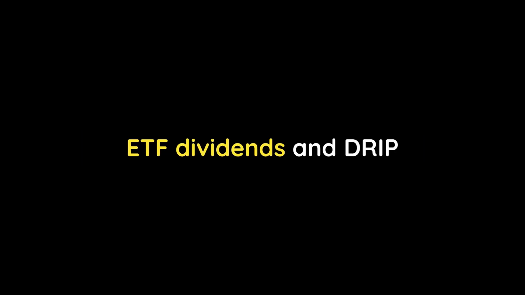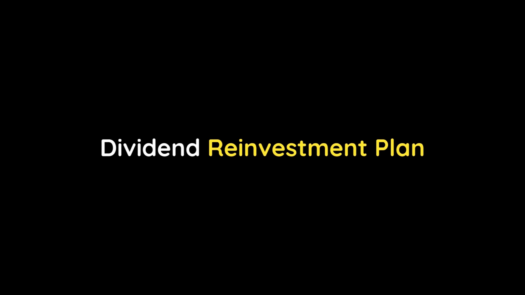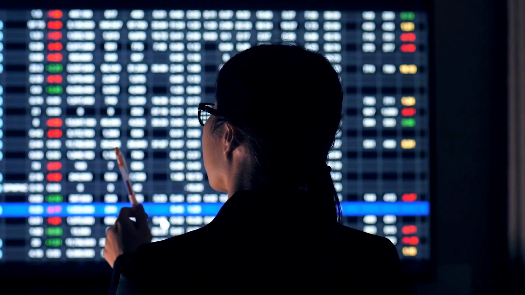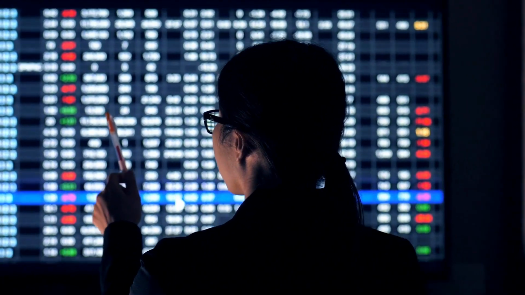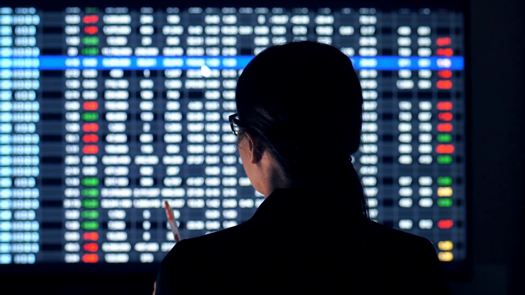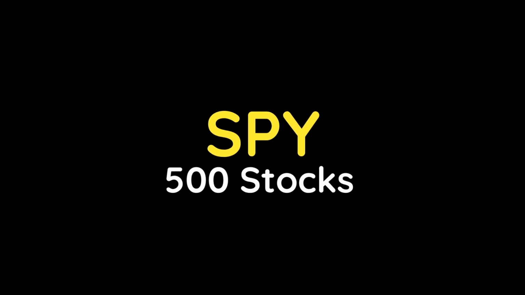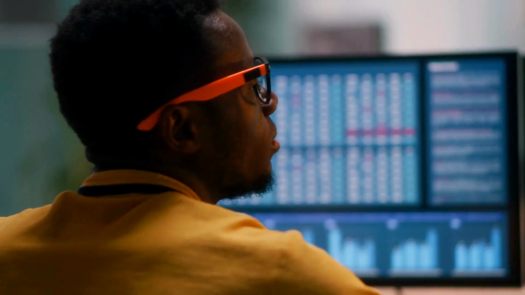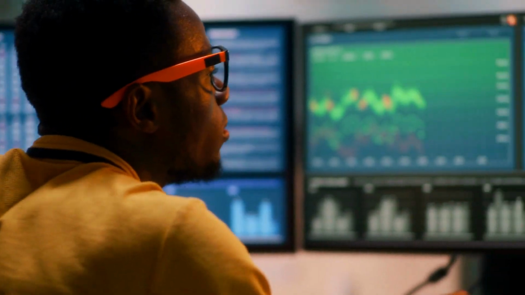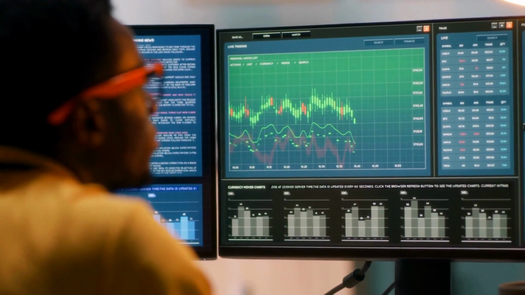Number 6. ETF dividends and DRIP. Now let's talk about ETF dividends and DRIP for a moment. The letters DRIP stand for Dividend Reinvestment Plan, which will make a lot more sense in a moment. A dividend is when a company pays you money for owning shares of its stock. If you own an ETF like SPY, which holds over 500 stocks, it's likely that some of those stocks pay dividends, and you'll get paid those dividends through the ETF.